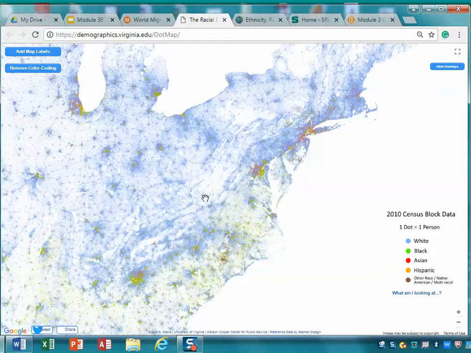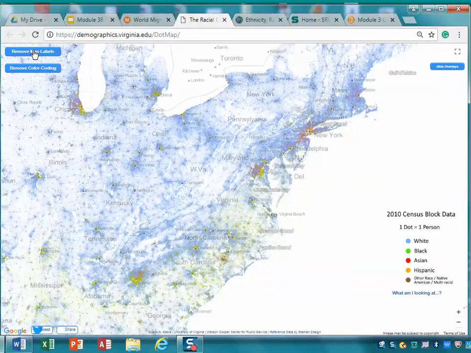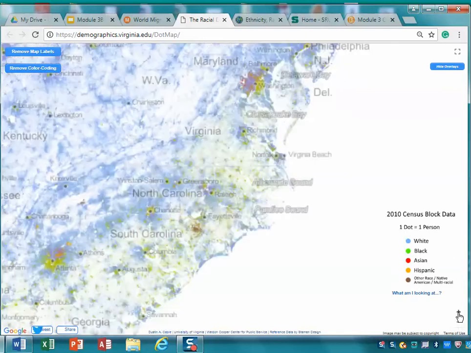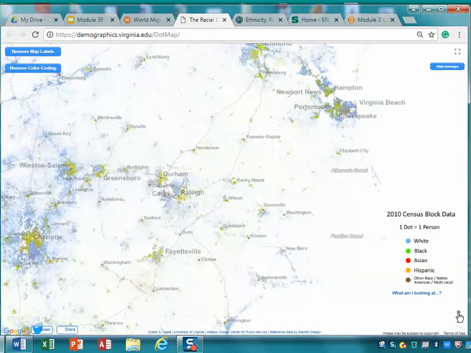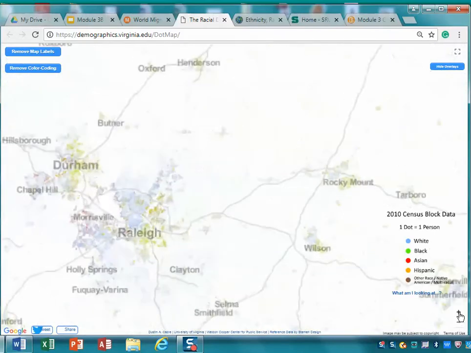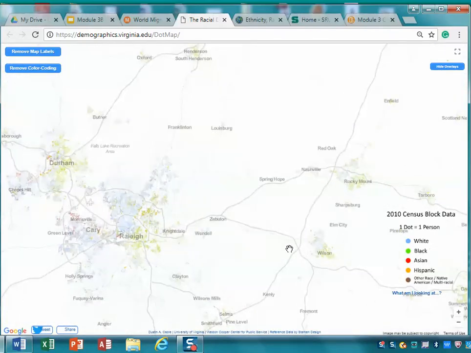and their race. What that means is that we can look at an area, and for a moment I'm going to add the map labels and go down and look at an area around Raleigh in North Carolina. So there's our Raleigh area right there, and I'm going to begin to zoom in on it. You'll notice you have your zoom tools here. As we move in, you have to zoom in a bit, and the dots here literally indicate people.